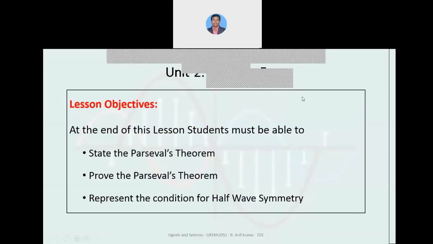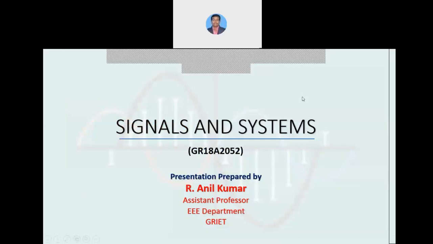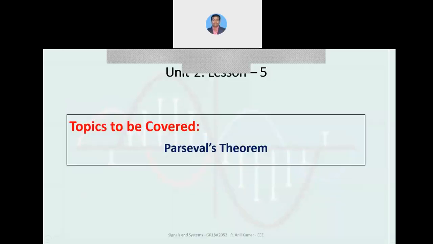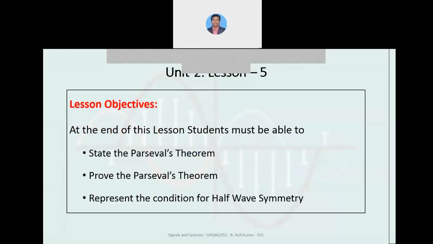Hello everyone, welcome back. Today let us see lesson number 5, Parseval's theorem. After completing this lesson, students will be able to state and prove Parseval's theorem and represent the condition for half-wave symmetry.